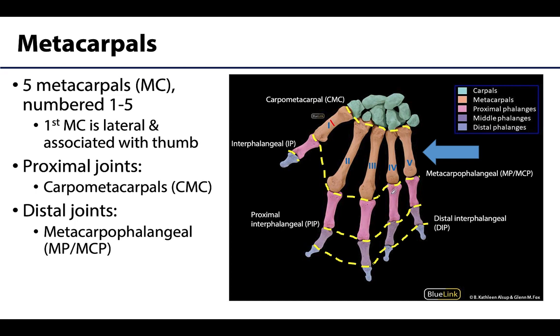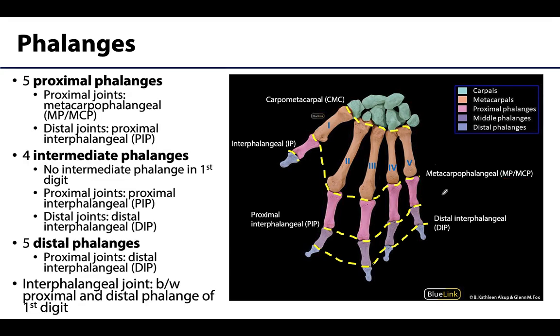Distally, the metacarpals will articulate with the proximal phalanges at the metacarpophalangeal joints, which is a really long name, so very often you just see it abbreviated as the MP joints or the MCP joints.